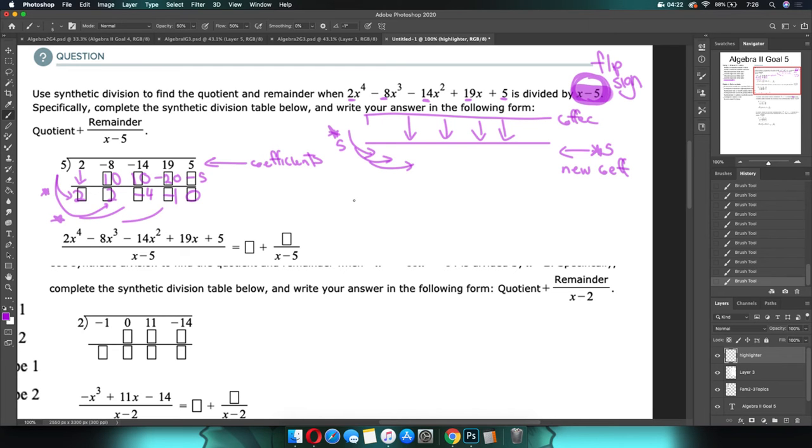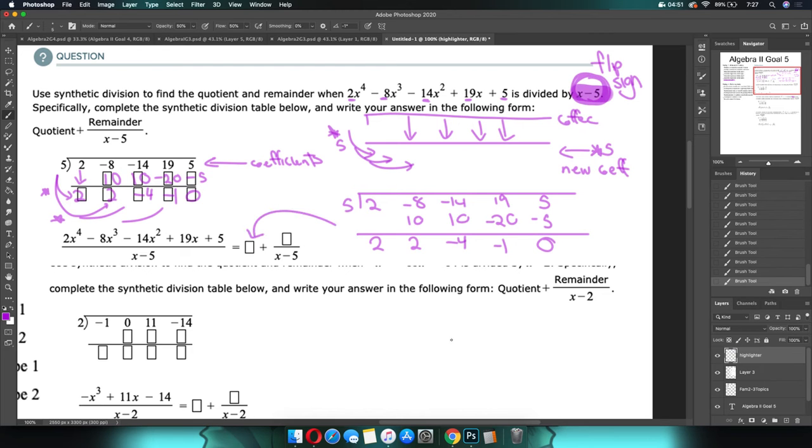So let me rewrite that so that it looks a little bit neater, because the boxes here and the screen grabs don't look particularly attractive. All right, so what did we have? We had 2, -8, -14, 19, and 5. We dropped the 2 down. 5 times 2 is 10, push down. 5 times 4 is 20, push down. 5 times -1 is -5, push down. All of these numbers here are going to end up going here.